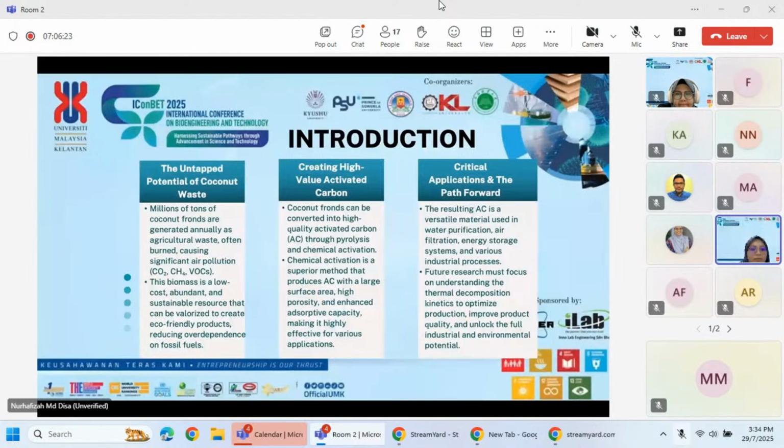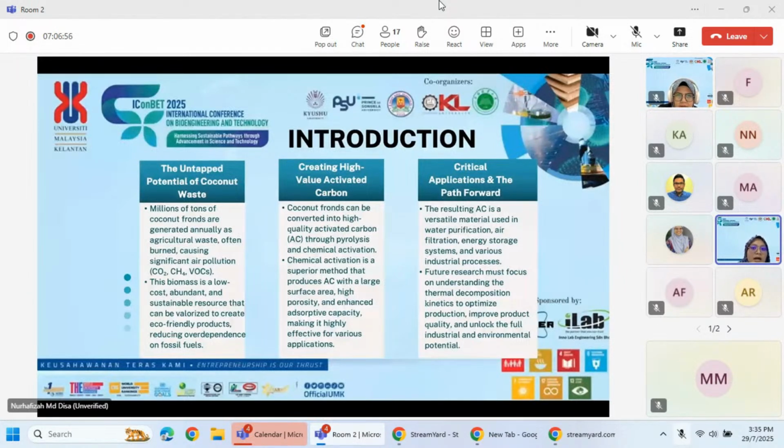Farmers often burn these fronds, polluting the air with CO2, carbon dioxide, methane, and non-volatile organic compounds. It contributes to climate change and also aggravates fungi and pest infestations. So this biomass is a low-cost, abundant, and sustainable resource that can be valorized to create eco-friendly products, reducing over-dependence on fossil fuels.